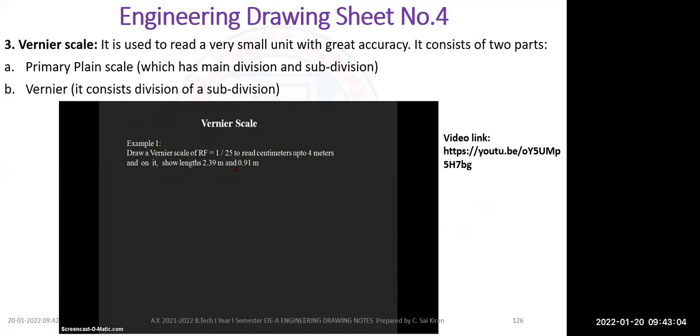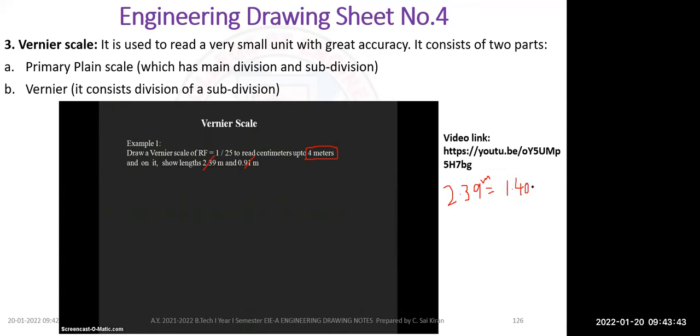So in this video, they are saying that the RF is 1:25, and the maximum length of the Vernier scale is 4 meters. From the 4 meters, you have to measure 2.39 meters and 0.91 meters. Okay. So can anyone tell me, if I use the 11th table for the 2.39, what is the backward Vernier? What is the value? How can I divide this one? 2.39 meters is 1.40 plus 0.99.